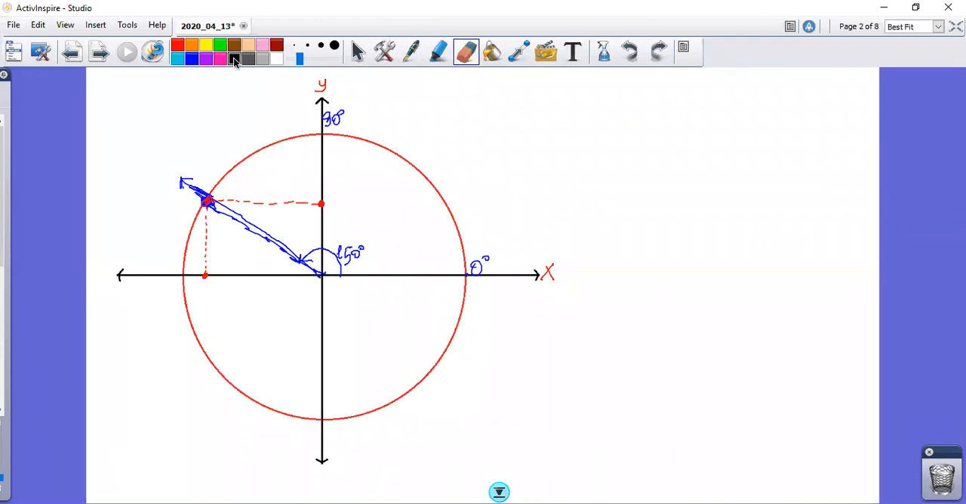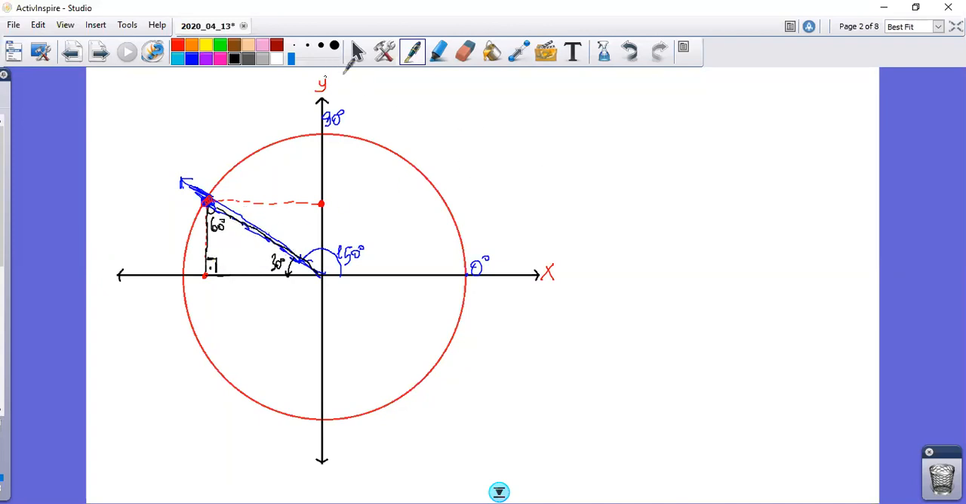Okay, now look at this. If this is 150 degrees, how many degrees is this part? 30. So 180 minus 150 is 30 degrees. Now I have a right triangle here, and this is 90 degrees, right? So this must be 60. So the interior angles add up to 180 degrees.